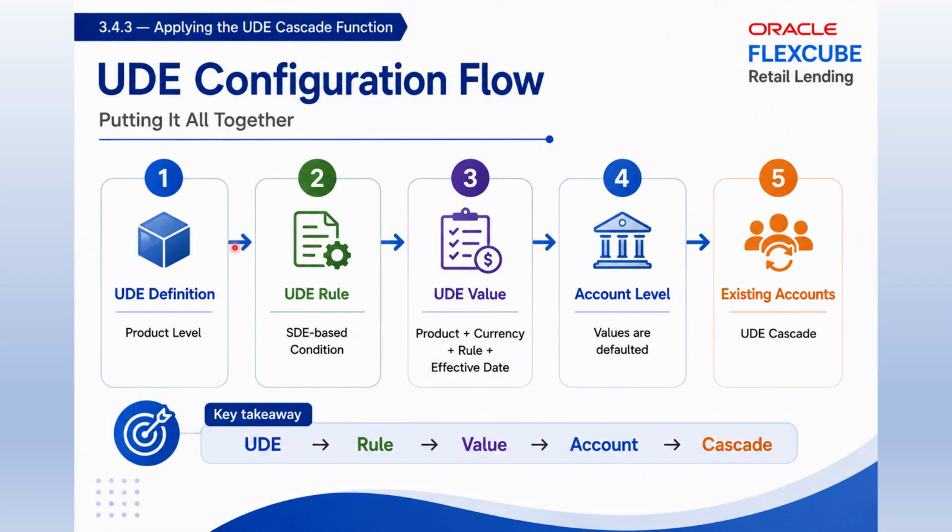UDE Configuration Flow. Let's put the complete UDE configuration flow together. First, UDEs are defined at the product level. Second, we define the UDE rule using SDE-based conditions. Third, we maintain the UDE value for product, currency, rule, and effective date. Fourth, these values are defaulted at the account level. And finally, when required for existing accounts, the UDE Cascade function can be used. So remember this sequence: UDE, Rule, Value, Account, Cascade.